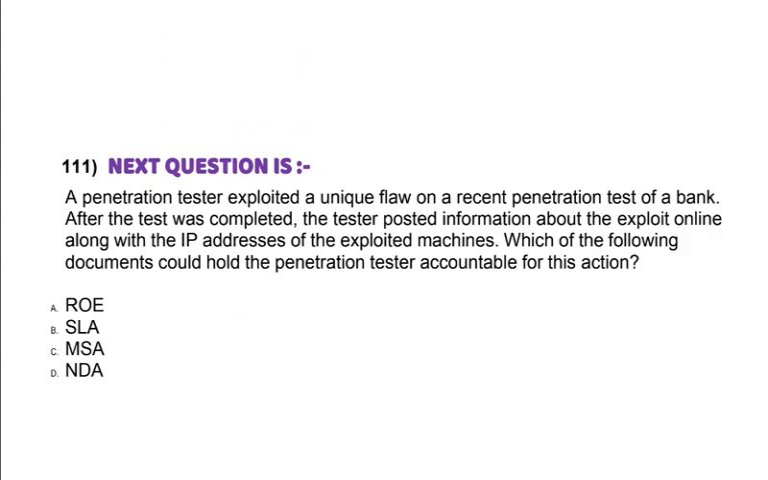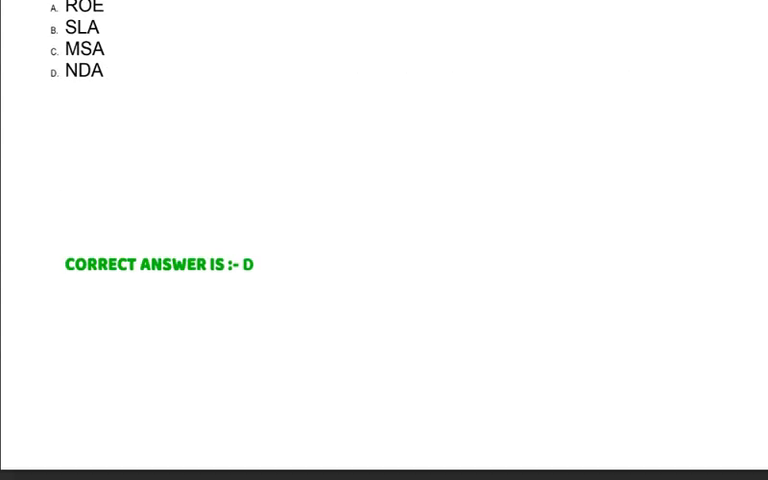Question is, a penetration tester exploited a unique flaw on a recent penetration test of a bank. After the test was completed, the tester posted information about the exploit online along with the IP addresses of the exploited machines. Which of the following documents could hold the penetration tester accountable for this action? Option A. ROE. Option B. SLA. Option C. MSA. Option D. NDA. Correct answer is option D.